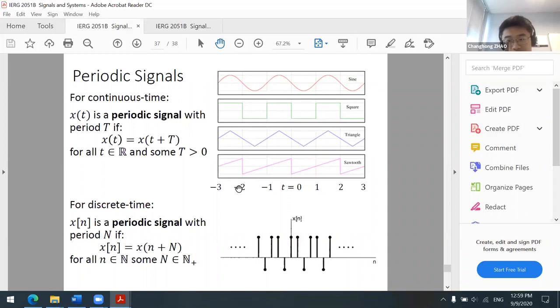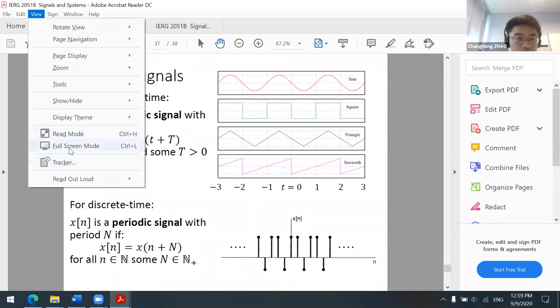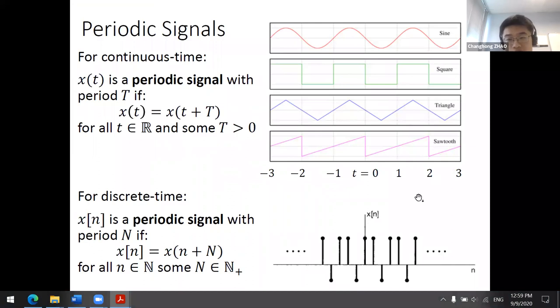To introduce this concept, let's first look at those signals on the right-hand side of the slide. There are some common features of these signals, whether they are continuous time signals or discrete time signals. The feature is that they repeat some pattern by themselves. Or if we state this in other words, if we shift this signal by a certain amount, it will overlap with itself. So this kind of signal, we call it a periodic signal.